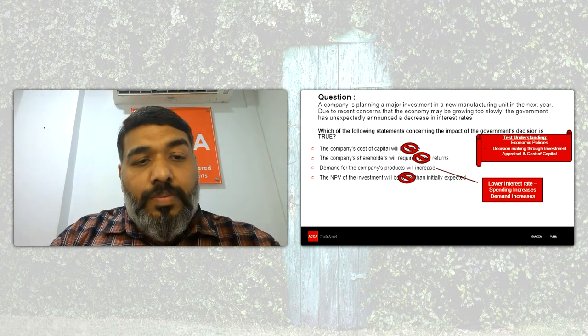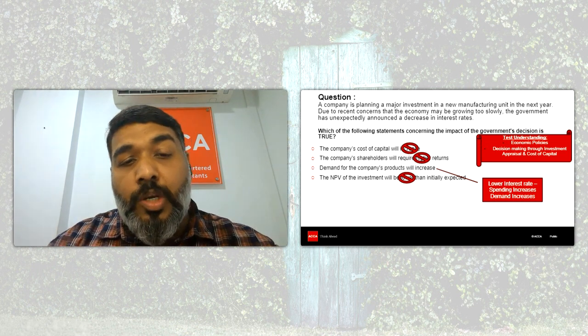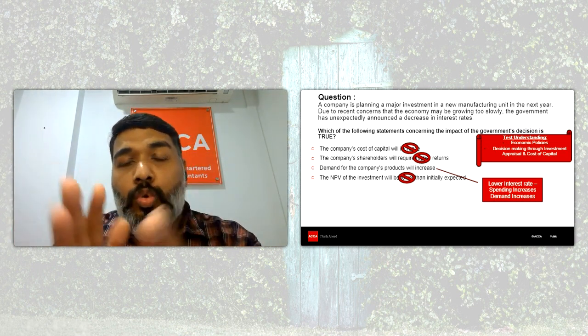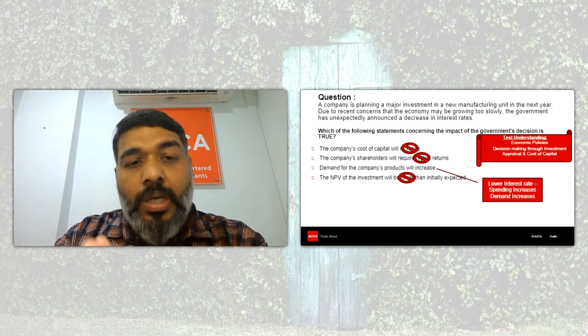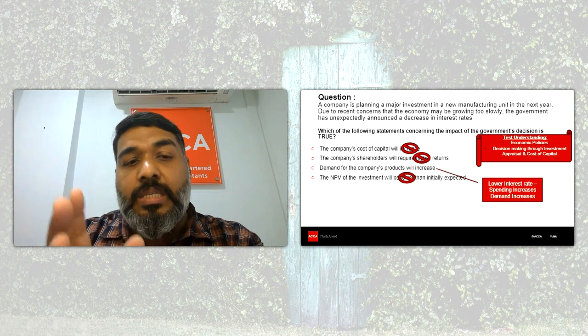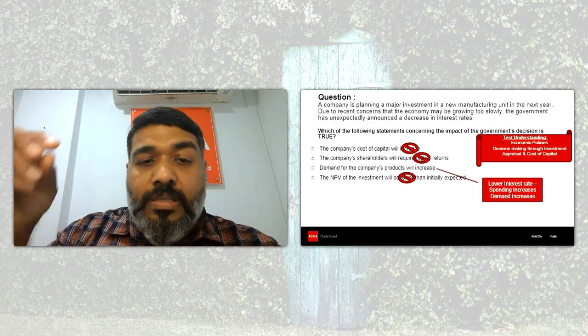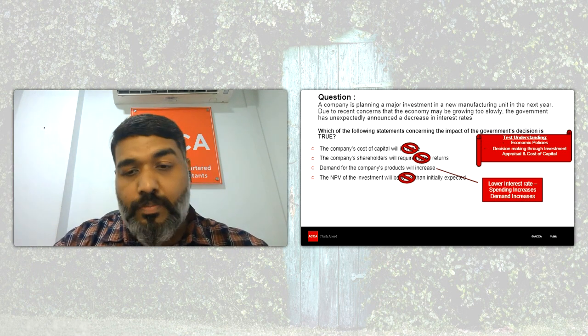Now, as far as the last option is concerned, the NPV of the investment will not be lower when you discount with a lower percentage. When you discount with a lower cost of capital, a lower discount factor, your NPV will increase. So the NPV of the investment is supposed to be higher than initially expected.